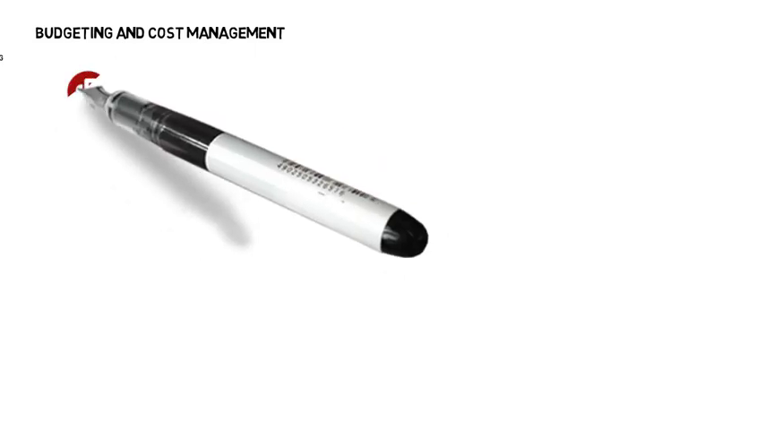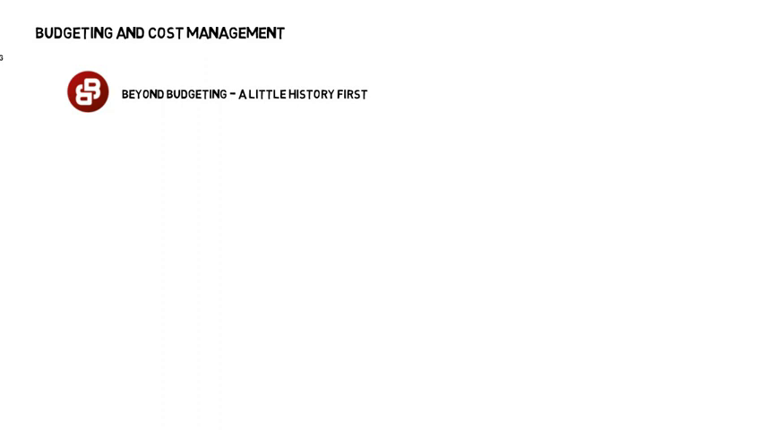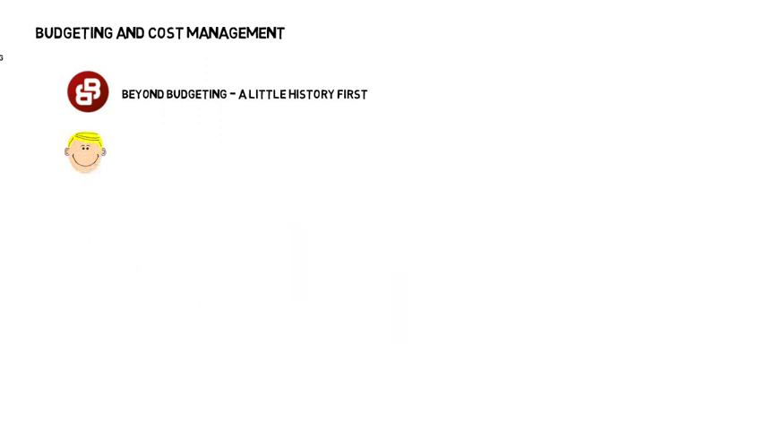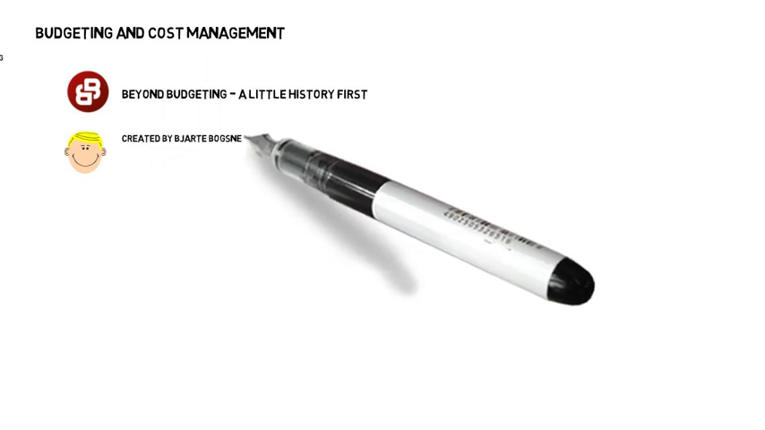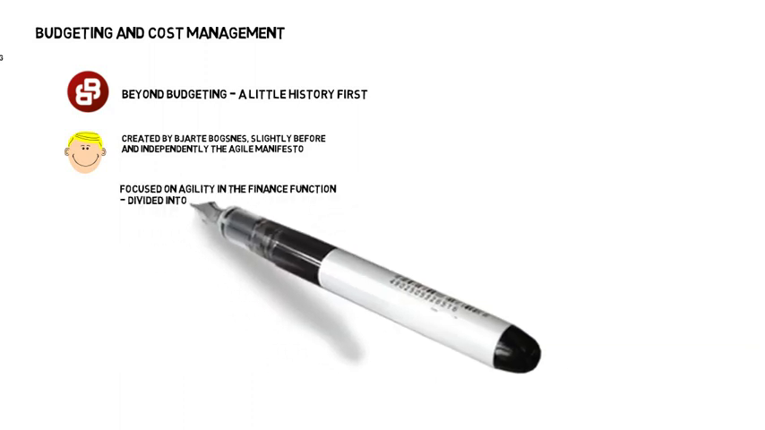Now, let's take a look at budgeting and cost management. In budgeting and cost management, there's a method actually called beyond budgeting. It was really defined specifically for finance, not for technology. And we'll take a little bit of history first. Beyond Budgeting started somewhere around the same time as the Agile Manifesto, maybe a little bit earlier. It was started by a gentleman named Bjarte Bogsnes. Hopefully I'm not mispronouncing his name. Basically he and a group of others came up with these approaches to use Agile in finance and accounting, leadership principles, and management processes.